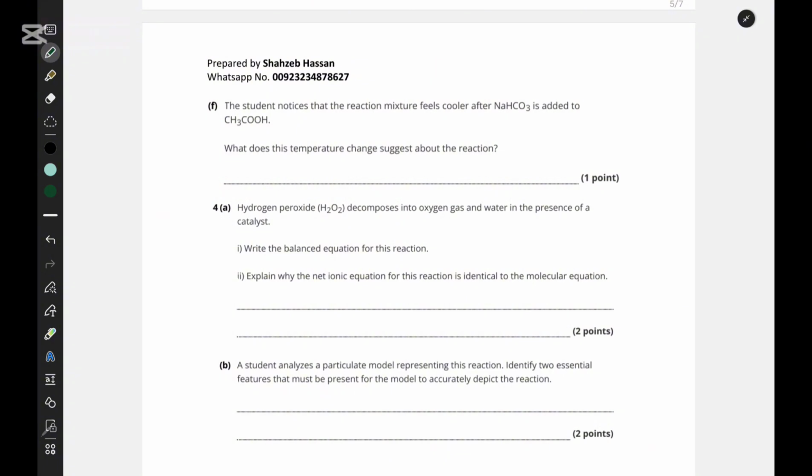The student notices that the reaction mixture feels cooler after NaHCO3 is added to CH3COOH. What does this temperature change suggest about the reaction? As the reaction feels cooler, so we can say that it is going to be endothermic, because energy is absorbed from the surroundings.